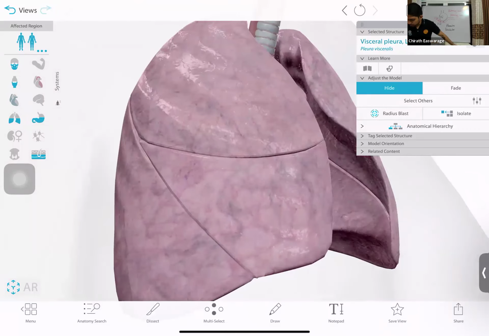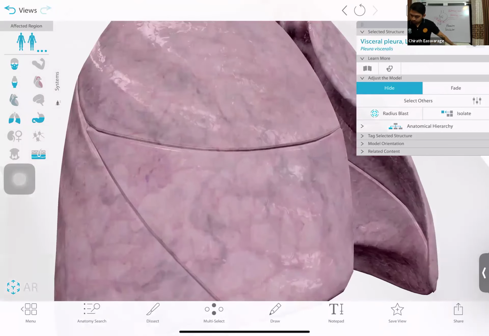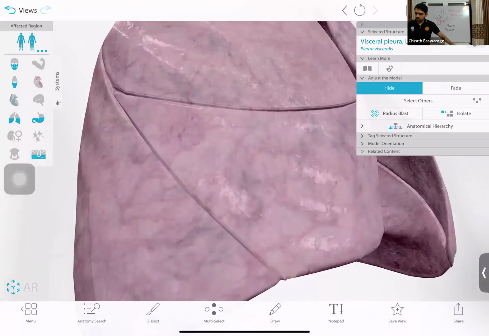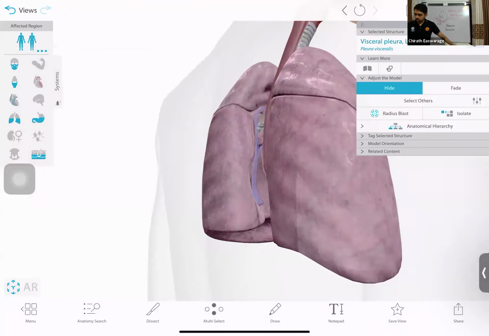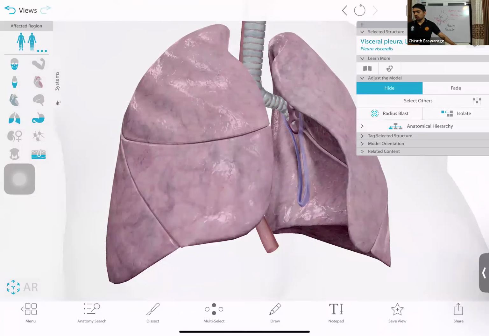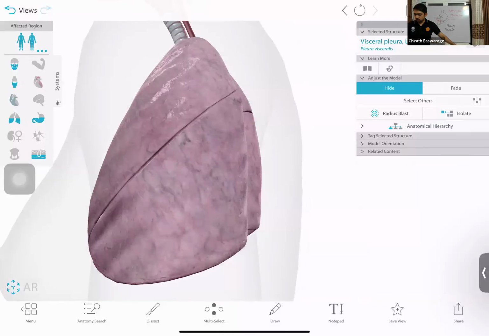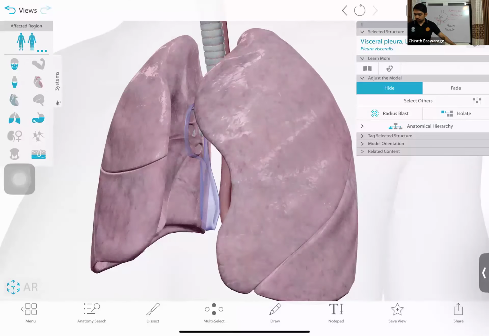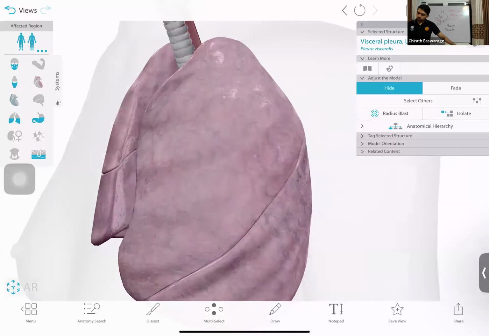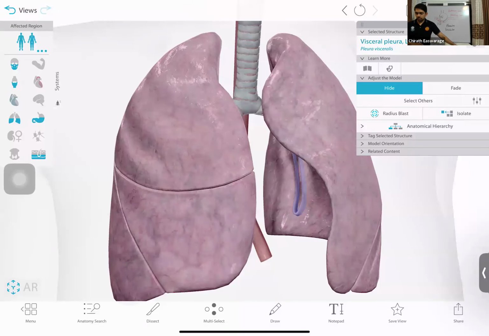Can you see these lines? There's one line here and there's another line here that is dividing the lung into three parts. Those are the lung lobes. How many lobes does the right lung have? Three. How many lobes does the left lung have? Can you see? There's only one line, no? For your level, that is enough. Remembering the right lung has three lobes and the left lung has two lobes, that is enough.